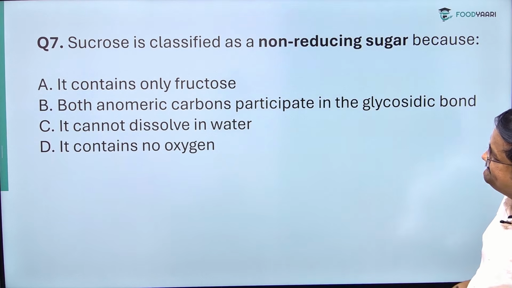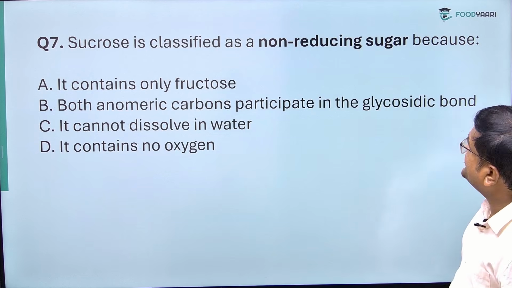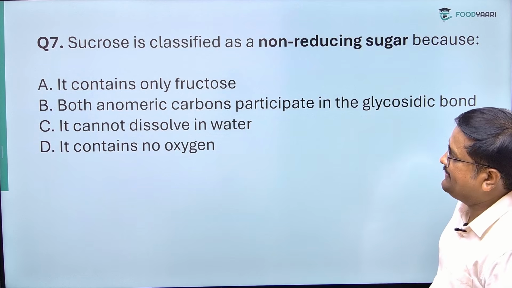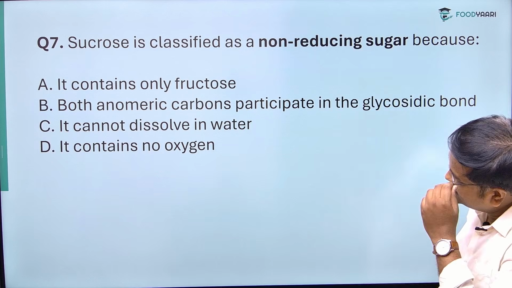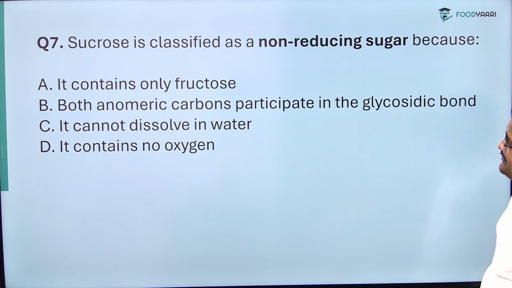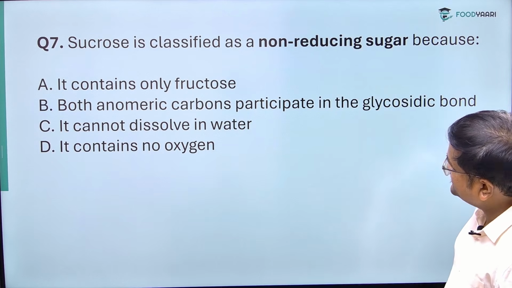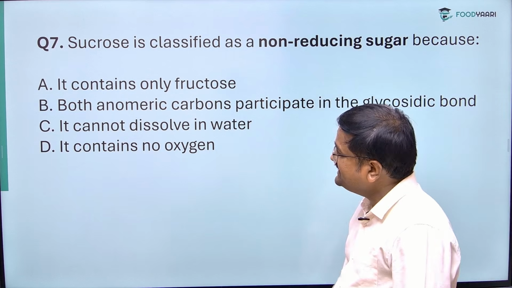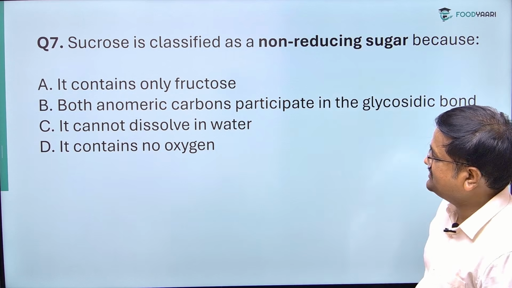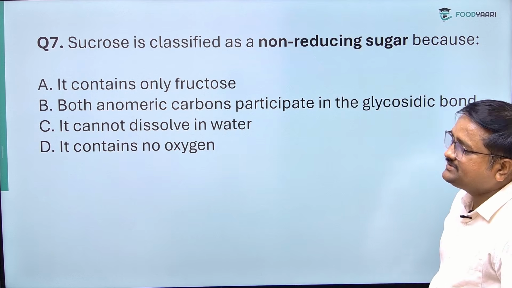Next question: sucrose is classified as a non-reducing sugar because. Option A, it contains only fructose. Option B, both anomeric carbons participate in the glycosidic bond. Option C, it cannot dissolve in water. Option D, it contains no oxygen.